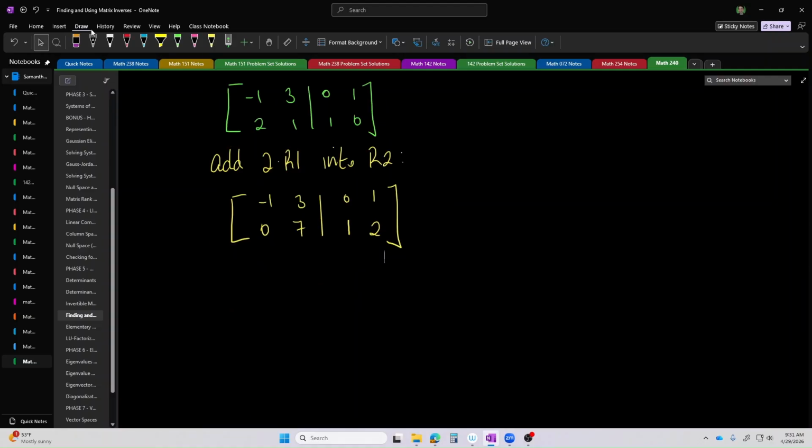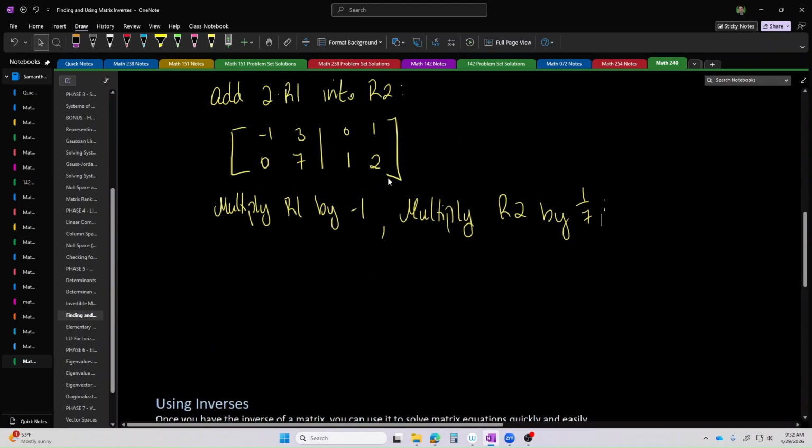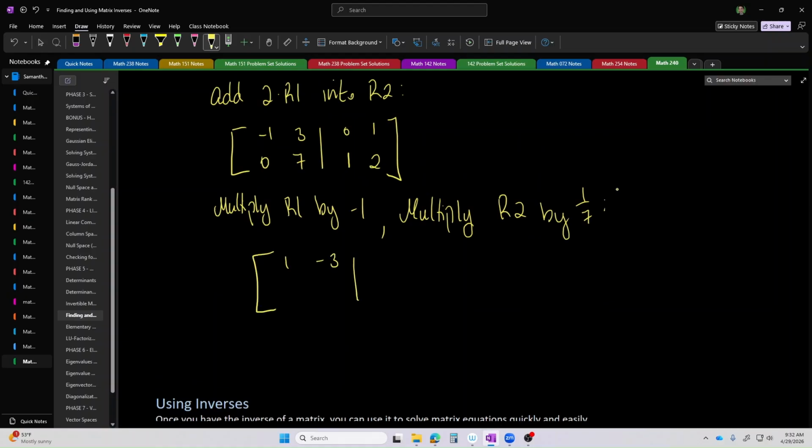Okay, now let's turn all of the pivots into 1s. So I can multiply row 1 by -1, and I can multiply row 2 by 1 over 7. If I scale the rows in this way, it'll turn both of my pivots into 1. So it's 1, -3, 0, -1 in the top row, 0, 1, 1/7, 2/7 in the second row.